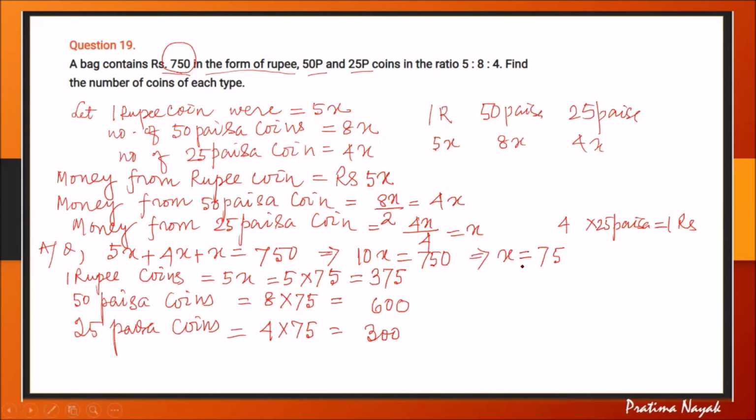Let us verify whether I am getting 750 rupees or not. So first is 375 from rupees, and there are 600 50 paisa coins. So this gives you 600 by 2. It will be how much? 300. This is 375 rupees, 300 rupees, and 300 25 paisa coins will give how many rupees? 75 rupees. So total, am I getting 750 rupees? Yes, it is 750 rupees. So the answer is correct.